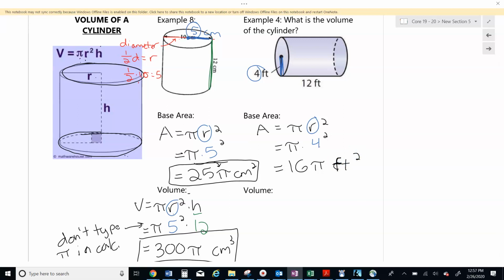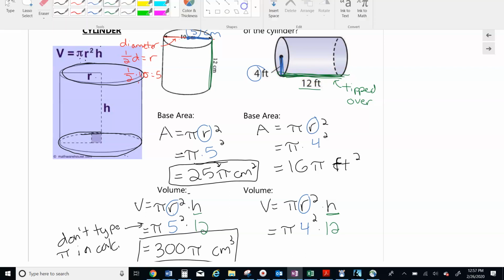Done. Volume. The volume equals pi r squared times height. Our r is still 4. And then our height here, even though this is on its side, this is still its height. Right? It's tipped over, but the height of the cylinder still connects the 2 circles. Okay?